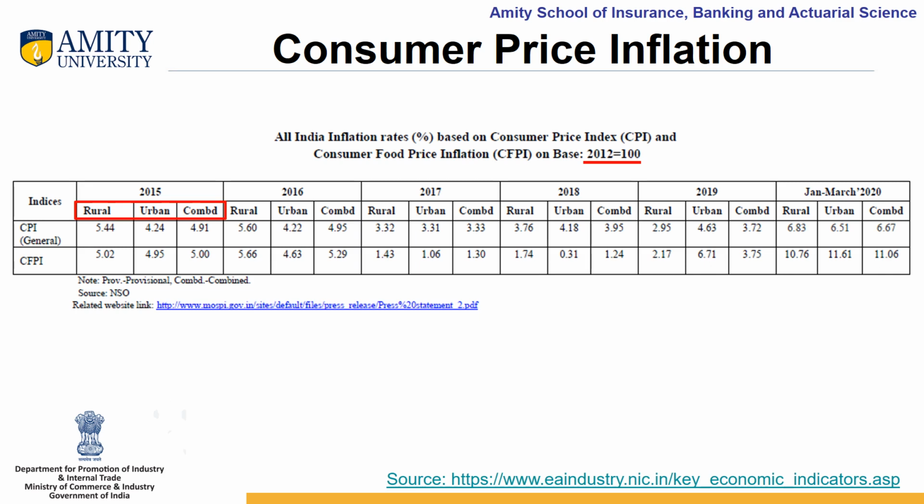The formula for calculating consumer price inflation index is similar to that of wholesale price inflation index, where the formula is price index number of T year minus price index number of T minus 1 year, divided by price index number of T minus 1 year, multiplied by 100.